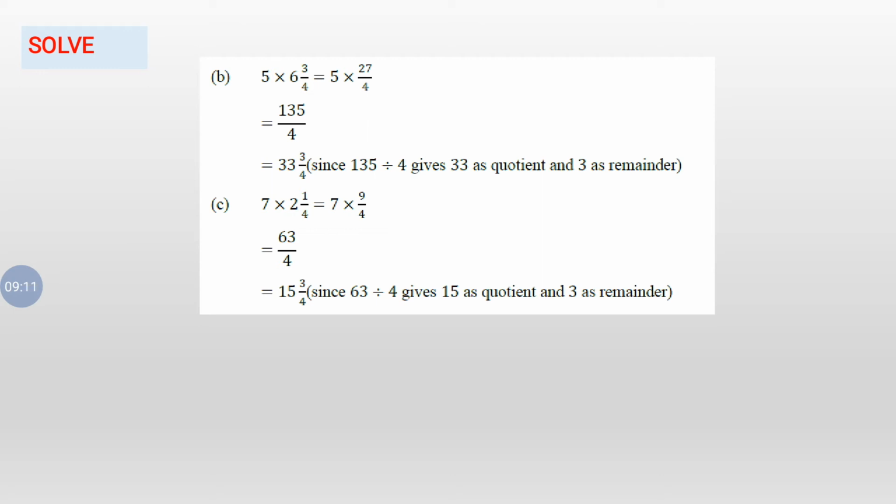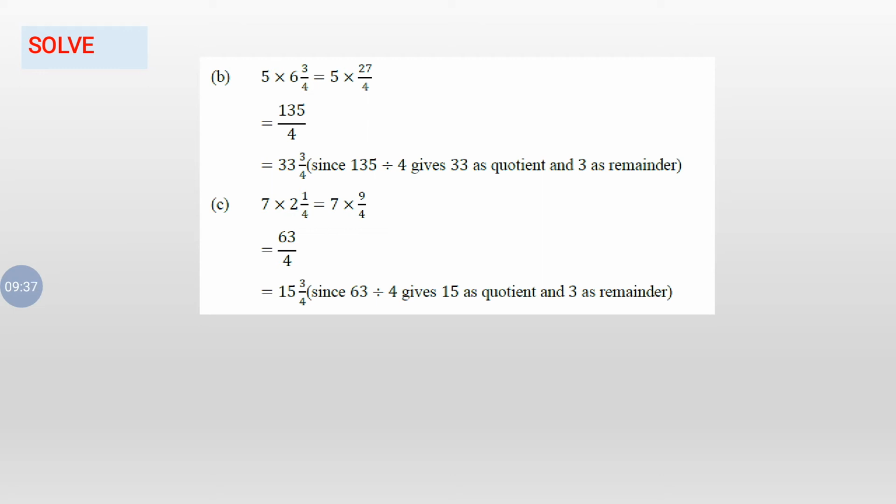Another example, 7 into 2 1 by 4. The mixed fraction is converted into an improper fraction. So 2 4s are 8, 8 plus 1 is 9 by 4. The denominator of 7 is considered as 1. 7 by 1 into 9 by 4. The product of the numerators divided by the product of the denominators. 7 9s are 63, 1 4 is 4.